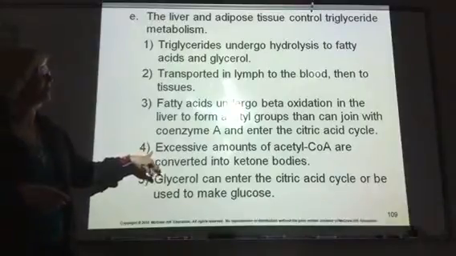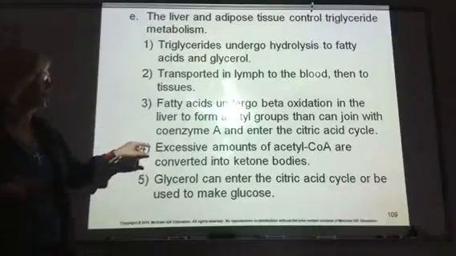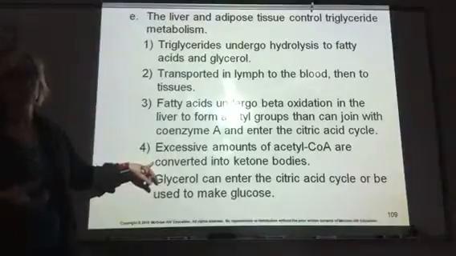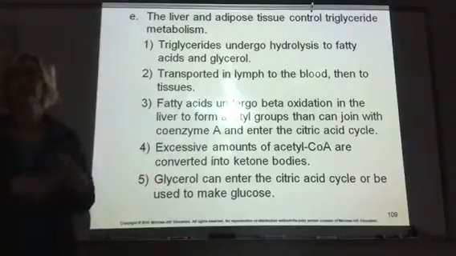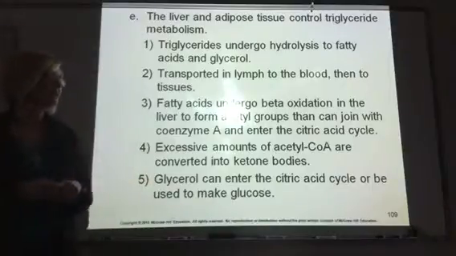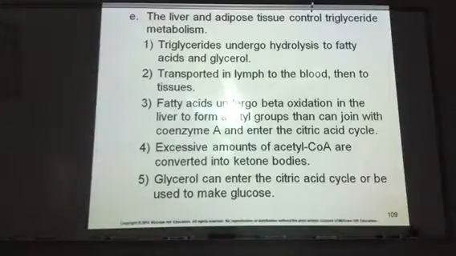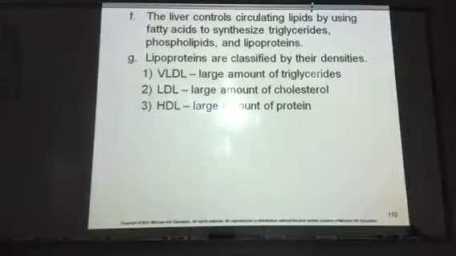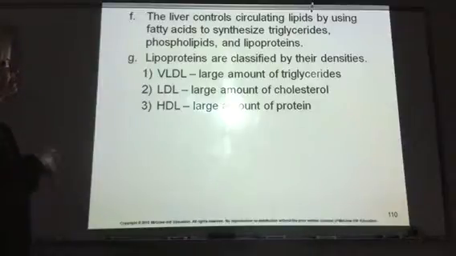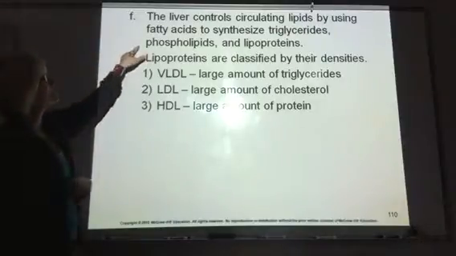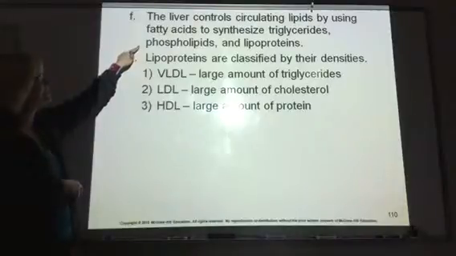If I have too much of this acetyl CoA, it's going to be converted into ketones, which is somewhat related to an alcohol, lactic acid. Glycerol can enter the citric acid cycle, which there again is part of cellular respiration, or it's used to make glucose. Liver controls the circulating lipids. It synthesizes and can make triglycerides, phospholipids, lipoproteins. Phospholipids also very important for cells.